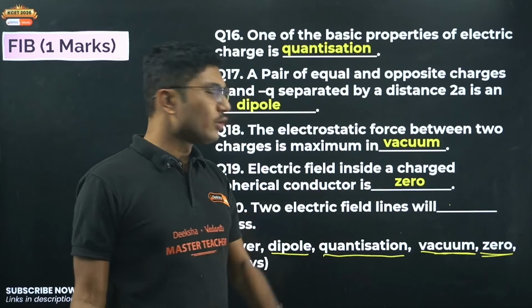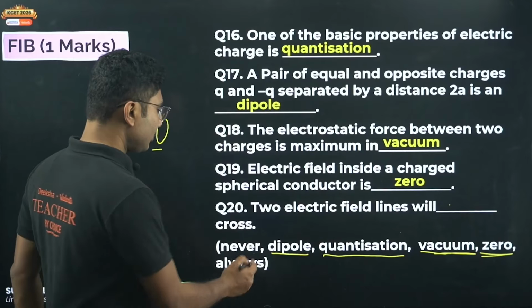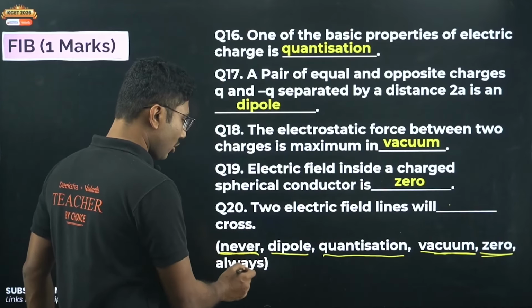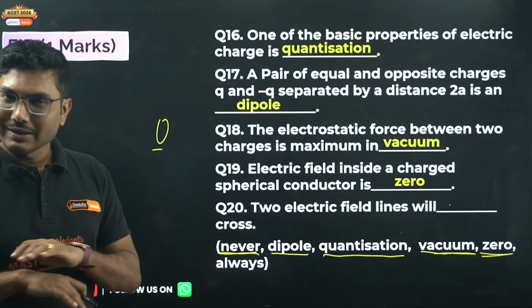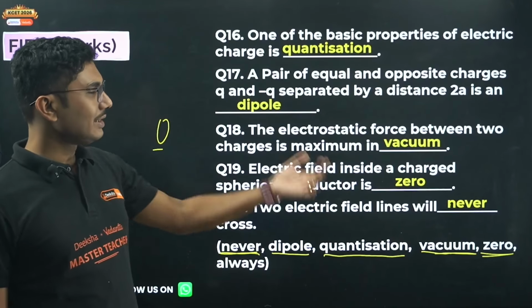Two electric field lines will never cross. So never is obviously the answer, not always. Two electric field lines never cross each other. So the correct answer is never.